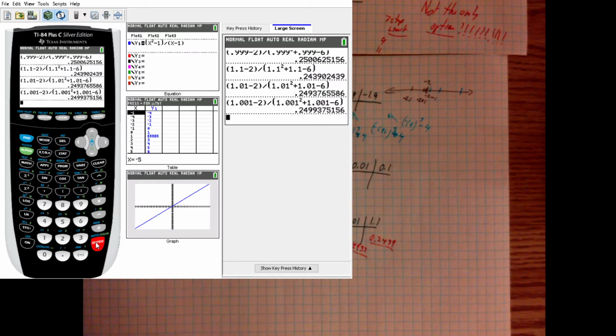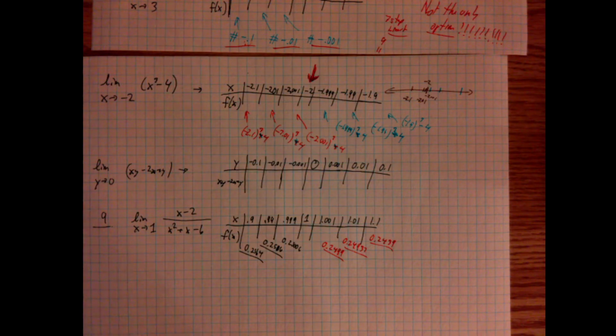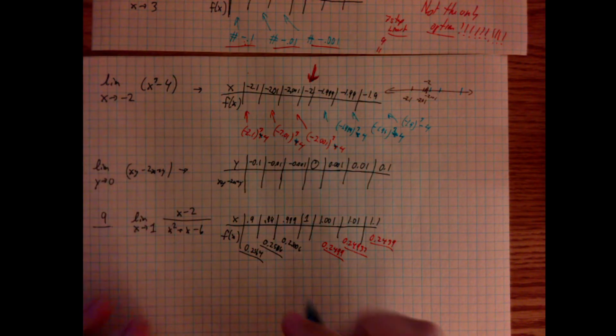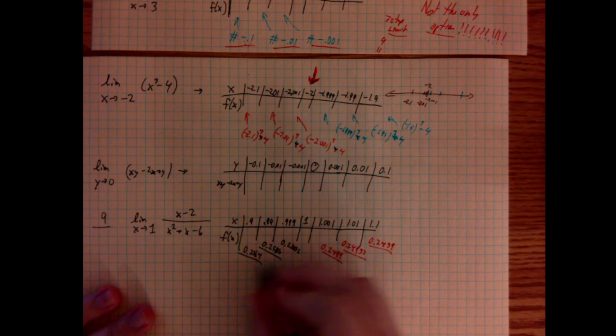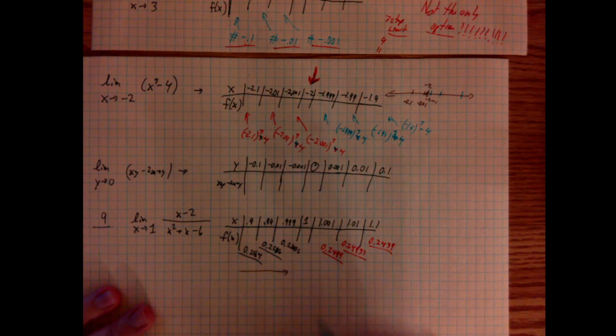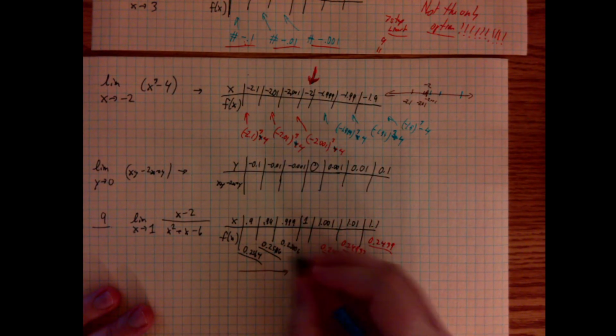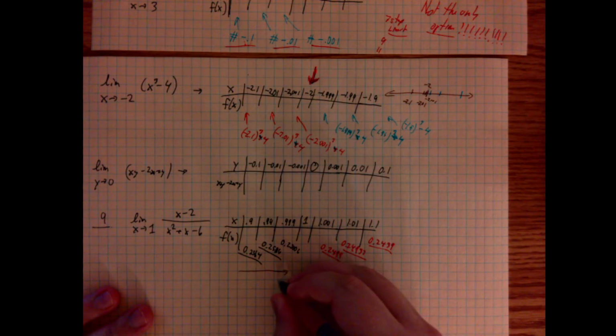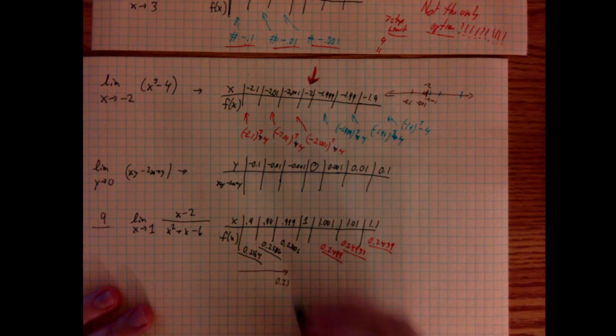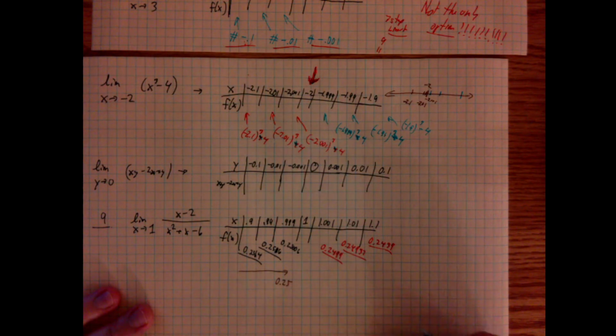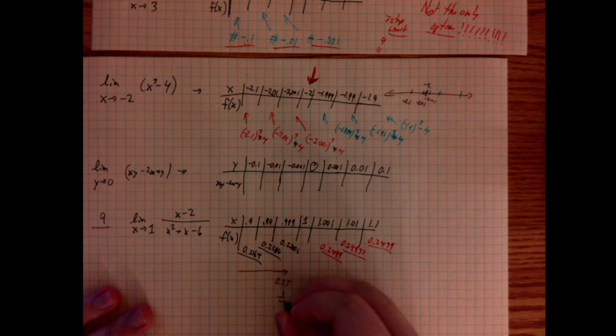Now if you look at these numbers, the left-hand side is getting bigger over time as we go from left to right. And what value are we approaching? We are approaching 0.25 with a bunch of zeros after it, or 1/4.